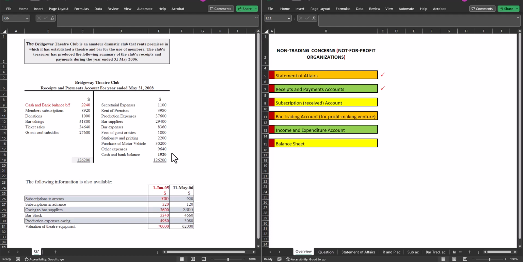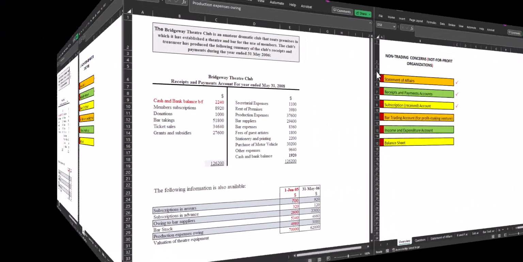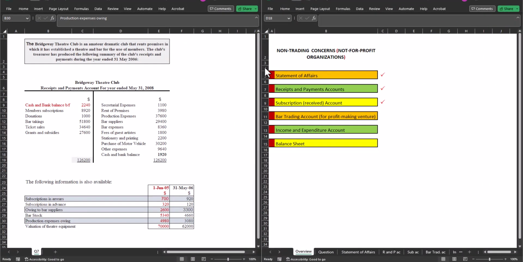Using our example, members' subscription and production expenses are the two items that would be adjusted based on the additional information provided in the question. Now let's dive into preparing a subscription account. This is going to be fun, I promise.